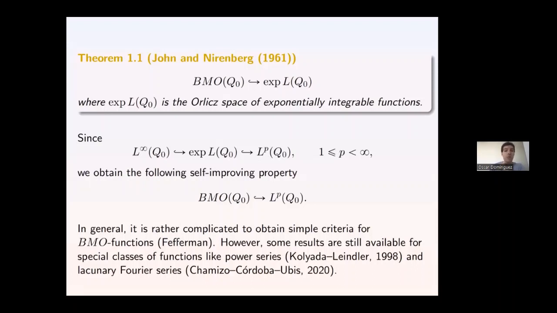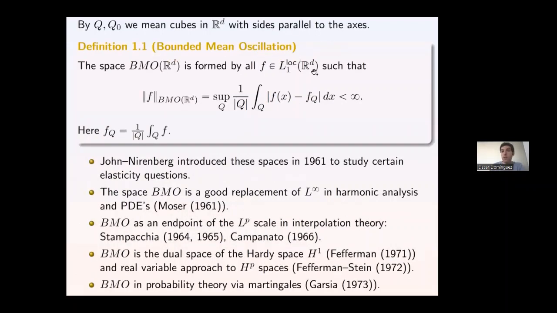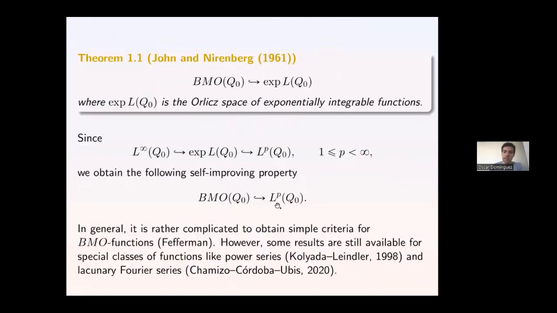As a consequence of the John-Nirenberg inequality and this embedding, one derives a prototype of self-improving property in analysis. Namely, if you start with a function in BMO, just from the definition, we only know that the function is L^1. But a posteriori, because we have this condition, we can get better integrability properties of the function. And we get that the function belongs to all Lebesgue spaces L^p with p less than infinity.